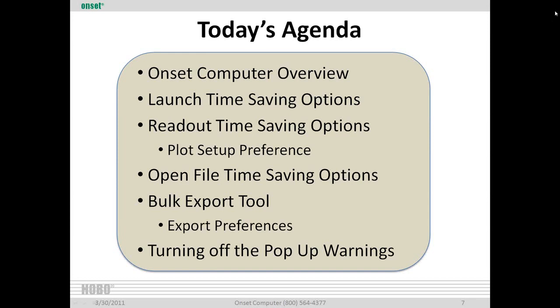Okay, so today's agenda, real quickly here, we're going to take a look at who Onset Computer is. From there, we're going to dive into HOBOware and look at launch and readout time-saving options, as well as how to open multiple files quickly, and then get into what we call our bulk export tool and some of the export preferences there. And finally, we'll touch on some of the pop-up warnings that we continue to see in HOBOware.